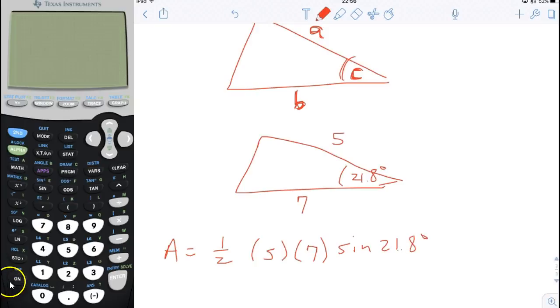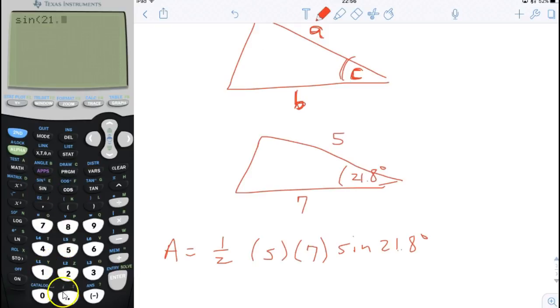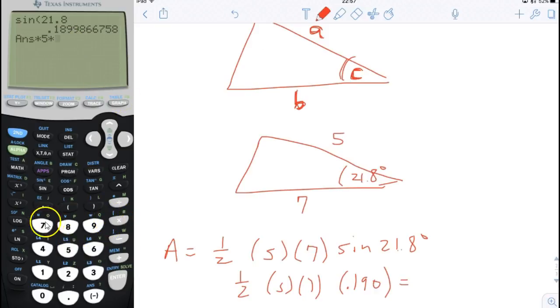So what do I do? I go to my calculator. I'm going to say, what is the sine of 21.8? And it's equal to 0.190. And everything else I just multiply out. So 0.190 times 5 times 7 times 0.5. And my answer is 3.32. Okay, and that's it.